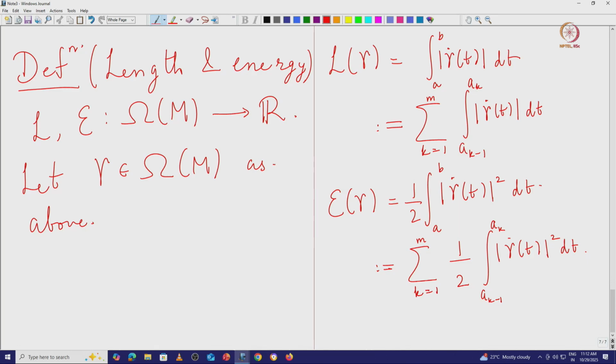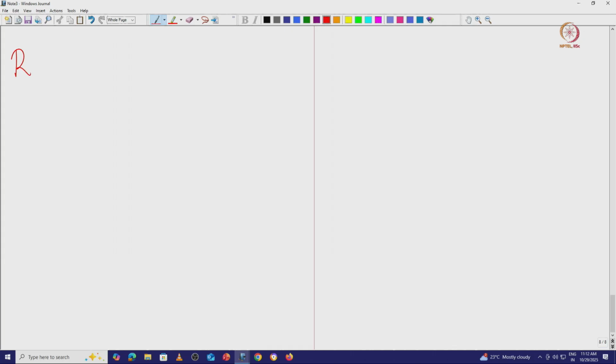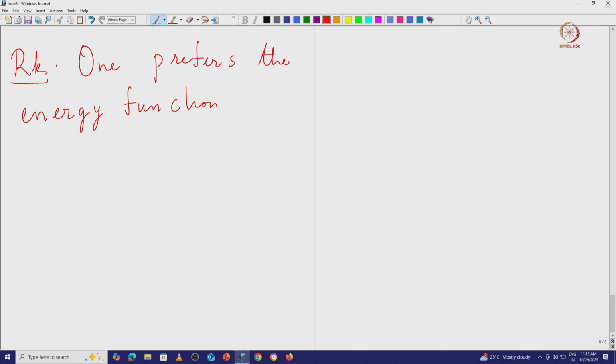Alright, so one prefers the energy functional for two reasons. One is a simplistic reason, that it is much easier to take derivatives of squares.